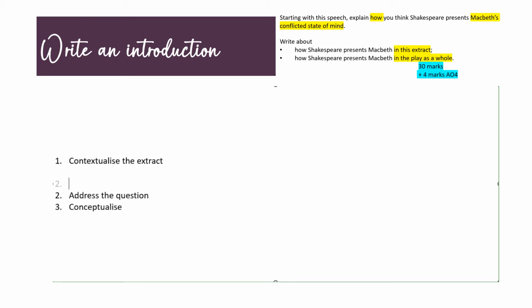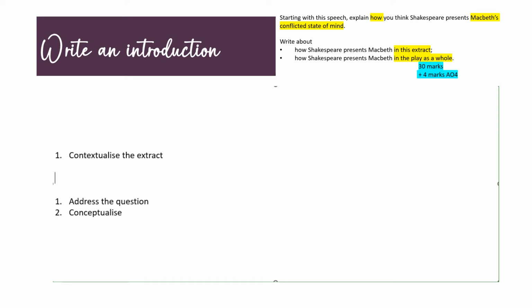So starting off with contextualising the extract then. And these are sentence starters that you can learn so you're ready to go into the exam with them prepared. So in this extract from the Rising Action, I'm putting Rising Action because it is Act 1, Scene 3 of the play. If it was Act 3, Scene 4, I might put the climax or the falling action. If it was Act 5, Scene 8, I would put the denouement of the play. So in this extract from the Rising Action, Shakespeare explores Macbeth's conflicted state of mind.